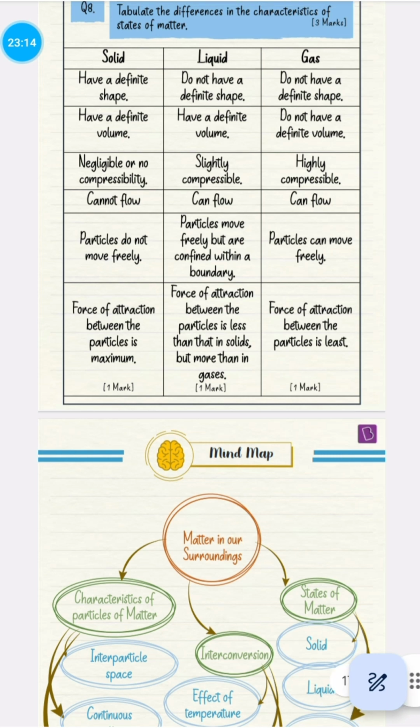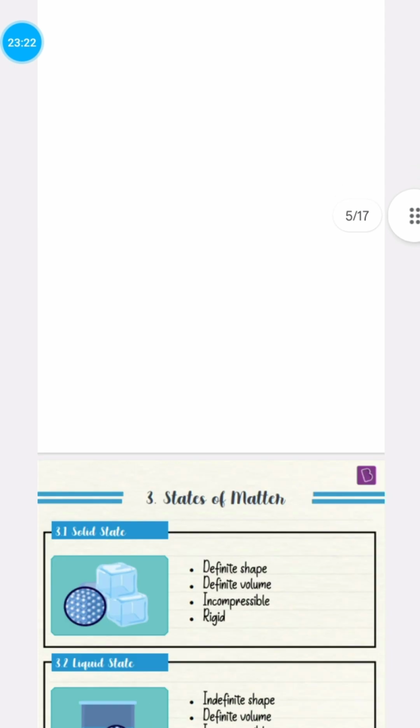So these were a few important questions from this chapter, and we have done this chapter with mind map, important questions, notes, and explanation.